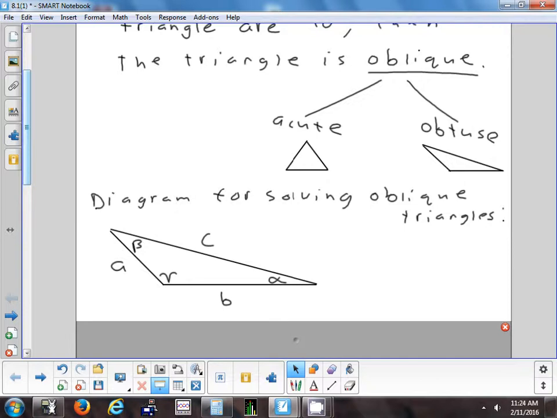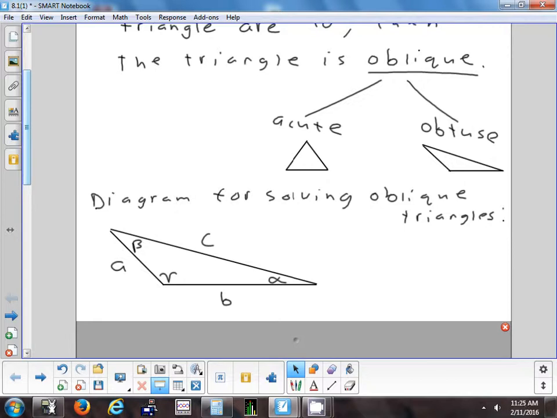All right, so now gamma, we never had to use that before. We didn't use it because we always had a right angle. We just called it the right angle. Now it's not a right angle, so we call it gamma, G-A-M-M-A. It's gamma.